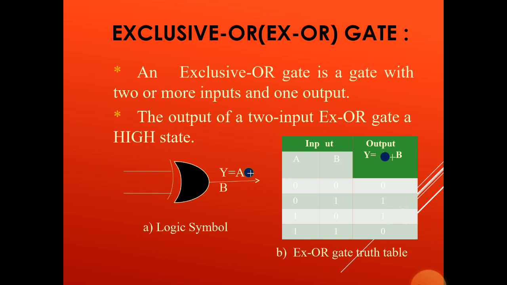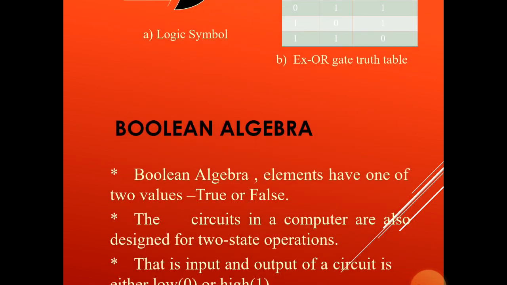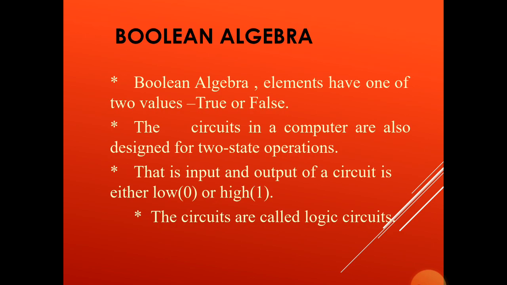Now the XOR gate. For the XOR gate the output is A XOR B. The operation is A B bar plus B A bar. This is a gate with two or more inputs and only one output. When both inputs are high, the output is low. When both inputs are low, the output is also low. When one input is high and the other input is low, the output is high.